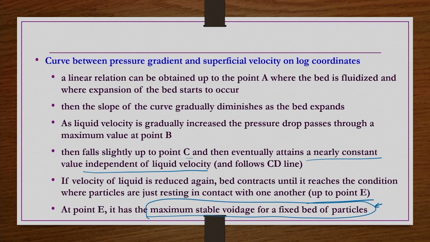The corresponding velocity is also the minimum fluidization velocity. Below that velocity there will not be any fluidization. That is the reason this voidage is written as epsilon mf, which is the minimum voidage for the fluidized conditions and the maximum voidage for the fixed bed conditions, and the corresponding velocity we call the minimum fluidization velocity.